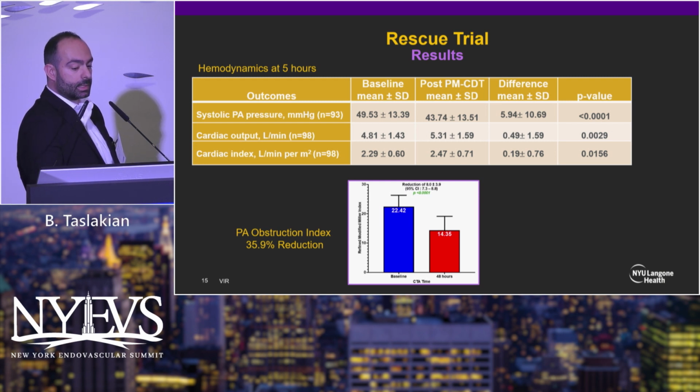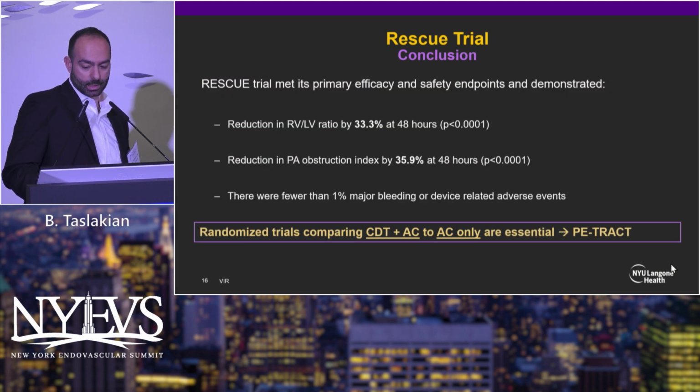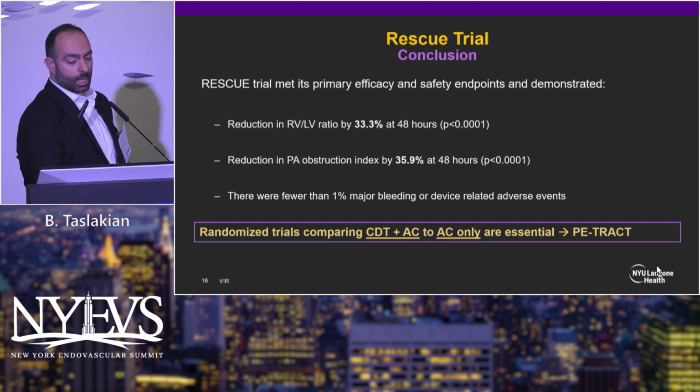Hemodynamics, basically the systolic pulmonary artery pressure decreased from the baseline to post thrombectomy or thrombolysis or CDT, which was statistically significant. The cardiac output and index improved also. The pulmonary artery obstruction index also decreased, and there was around 36% reduction, and it was statistically significant. So as a conclusion, the RESCUE trial met its primary efficacy and safety endpoints.